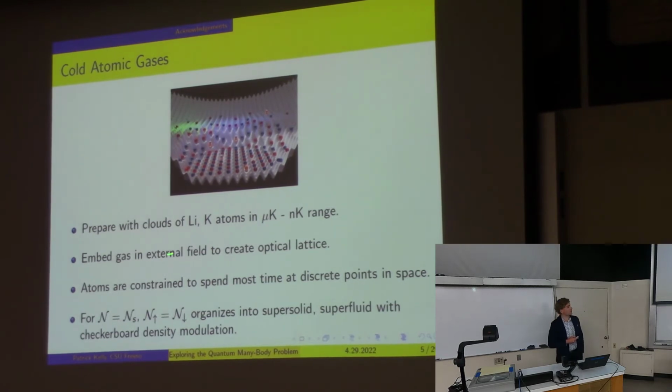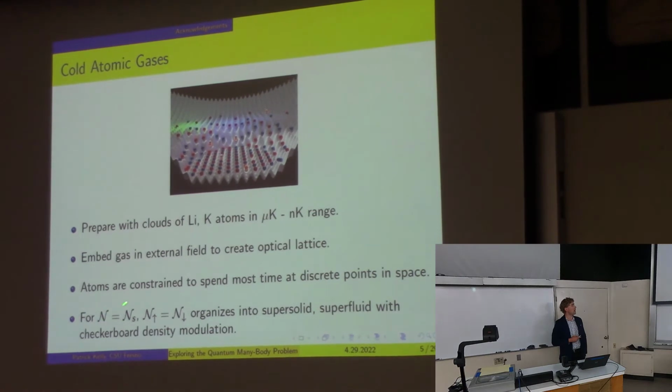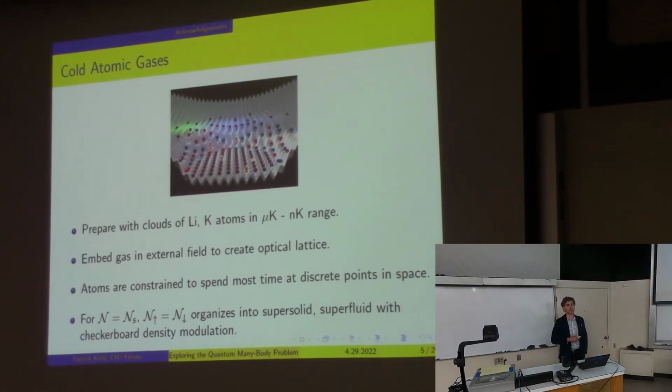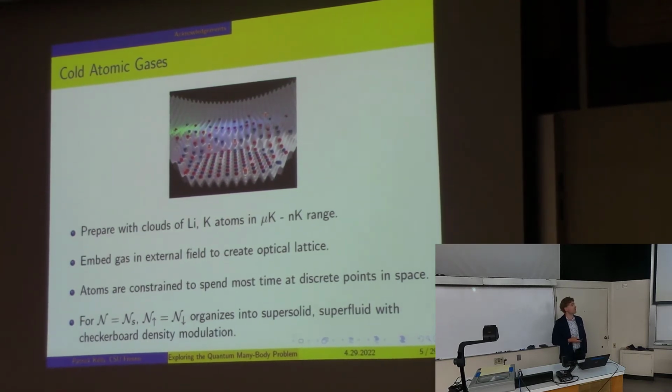Under certain regimes, when the number of particles N equals the number of lattice sites, and when the number of spin-up particles equals the number of spin-down particles, you can get one of these exotic phases of matter I was hinting at. It's called a supersolid. It's a superfluid with a checkerboard density modulation. So it's a weird sort of thing that's not really a fluid, not really a solid, and has properties of both.